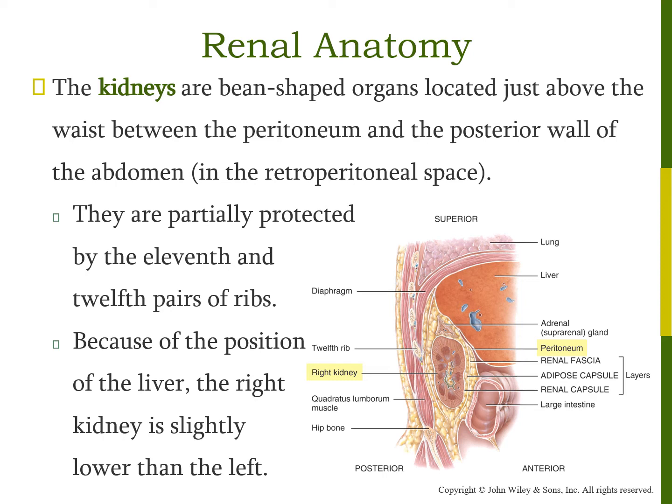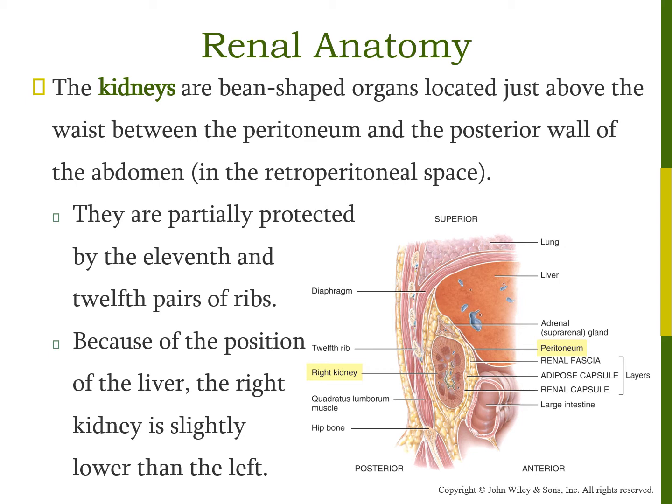Because of the position of the liver, which occupies considerable space on the right side, the right kidney is slightly lower than the left kidney. Each kidney is 10 to 12 centimeters in length in the adult and has a concave medial border called the renal hilum, from which emerges the ureters that carry urine out of the kidneys to the bladder.